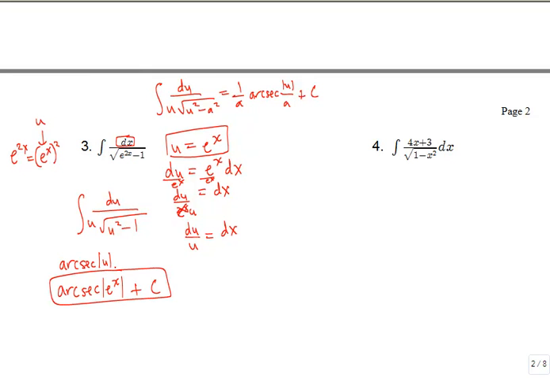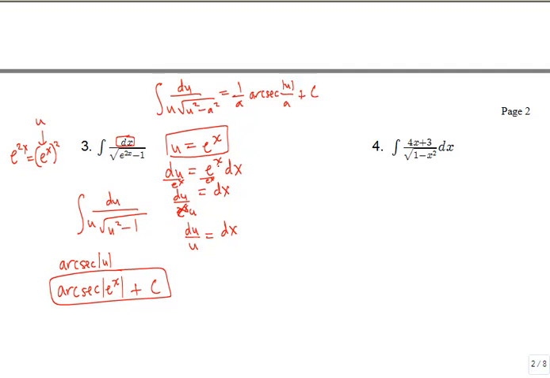Okay? There's our answer. So the trick to this one was to first recognize that u was e to the x, and then when we found our du and our dx, the dx required having an e to the x in this integral, which we didn't have.